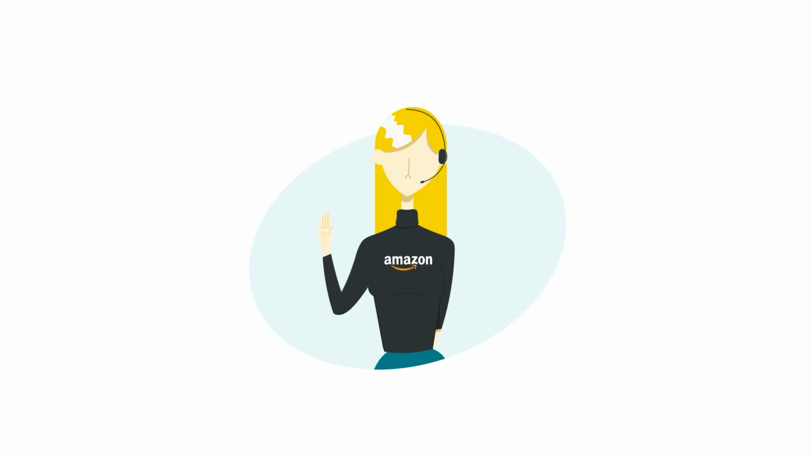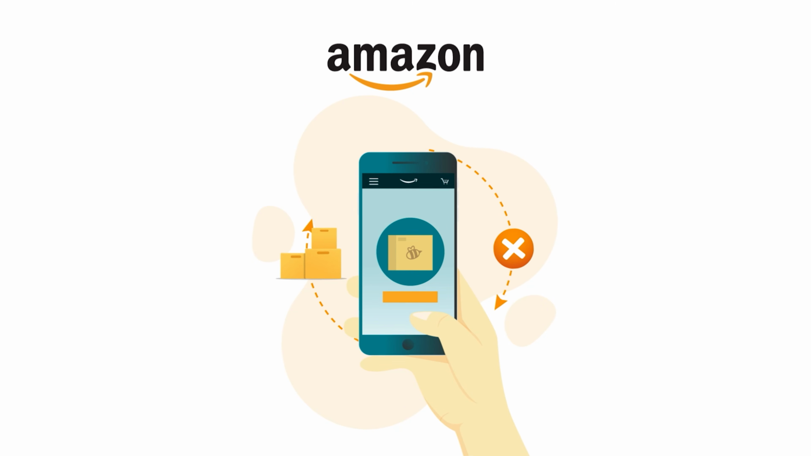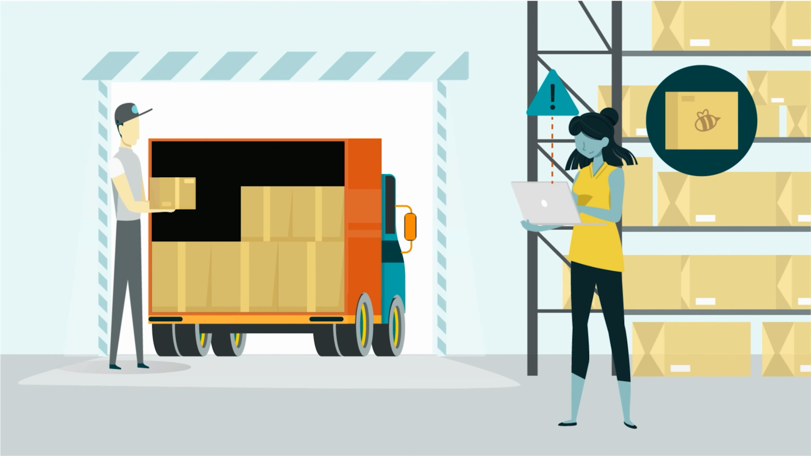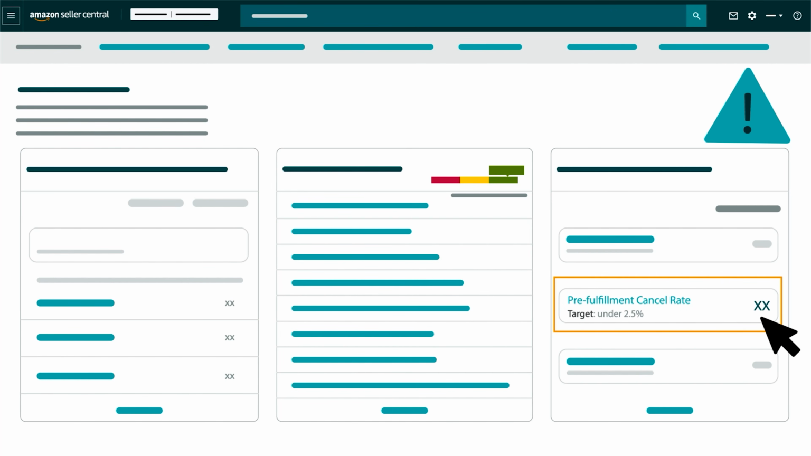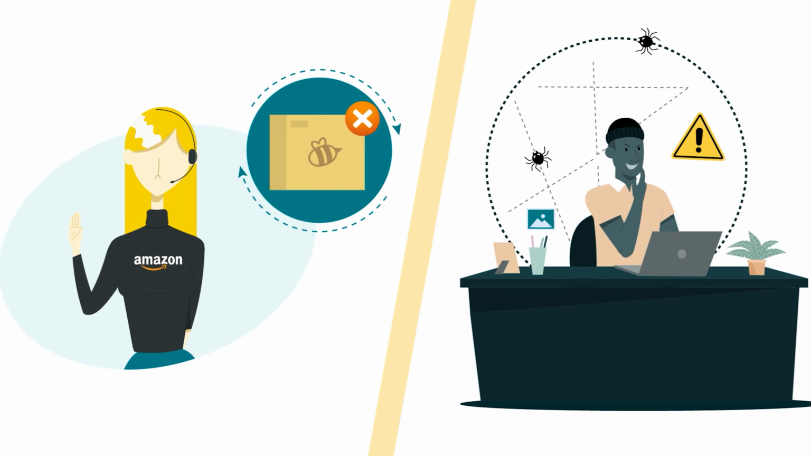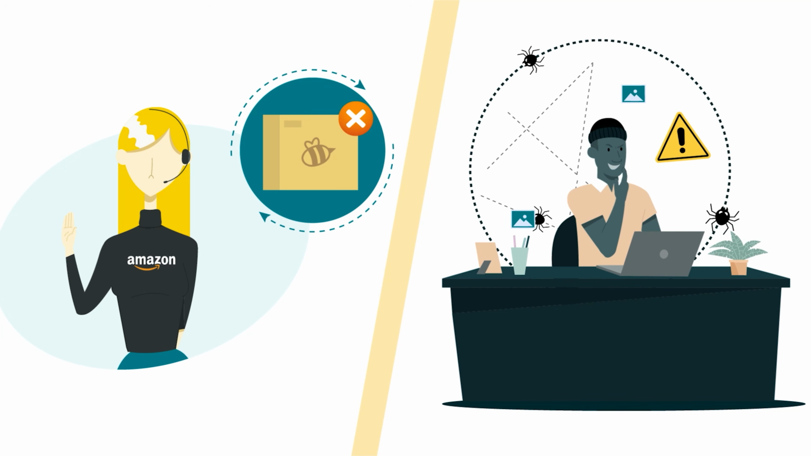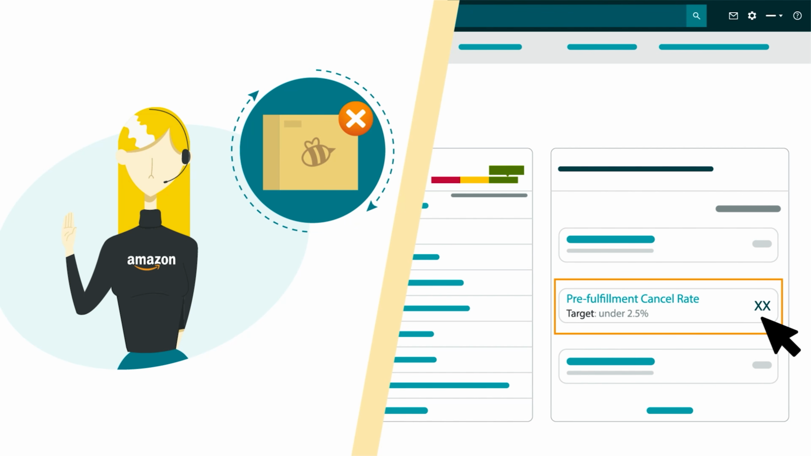There are some instances where Amazon will cancel an order. Amazon will auto-cancel orders if you haven't confirmed shipment within 7 days of the ship-by date. This will negatively impact your cancellation rate. Amazon will also cancel orders when the customer is identified as fraudulent or their payment method can't be verified. This won't impact your cancellation rate.